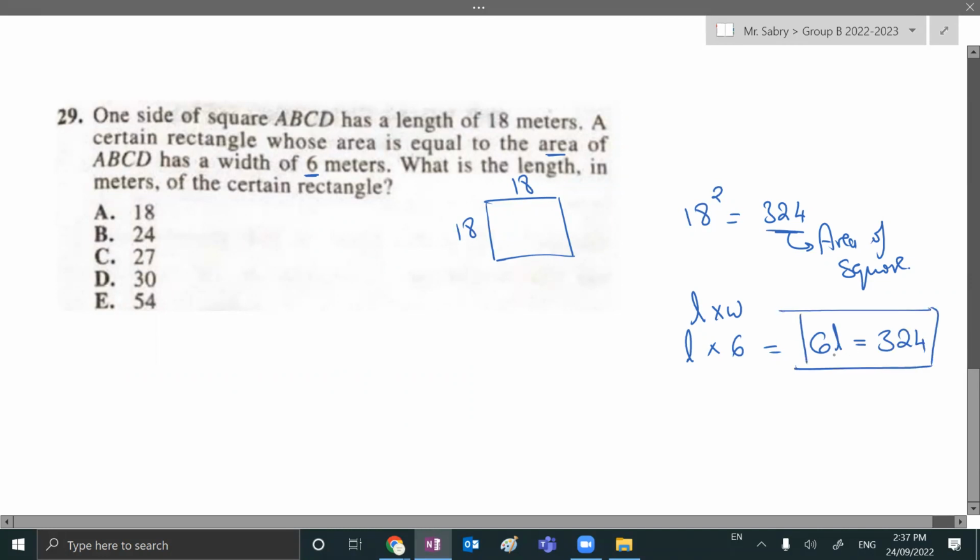I can easily find the value of the length by moving the 6 to the other side by division. So 324 divided by 6, and the answer is 54. The length must be 54 and the width 6, so that this would have the same area as a square with dimensions 18 on each side.